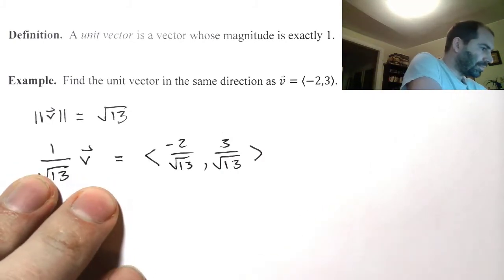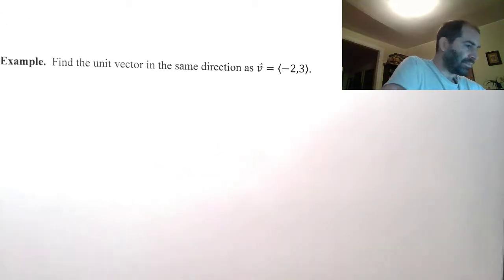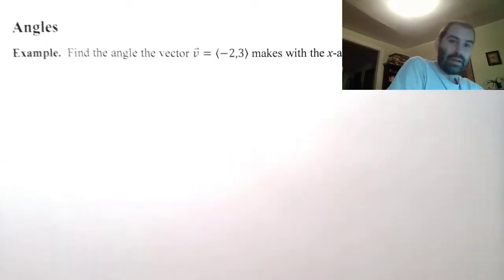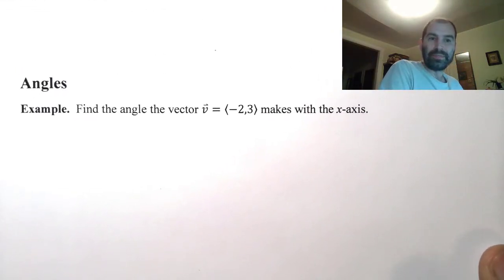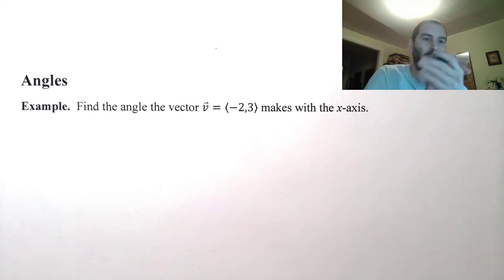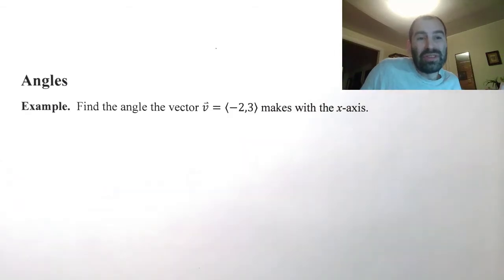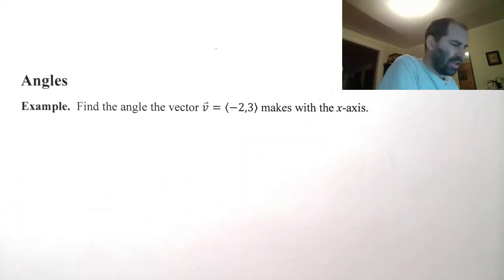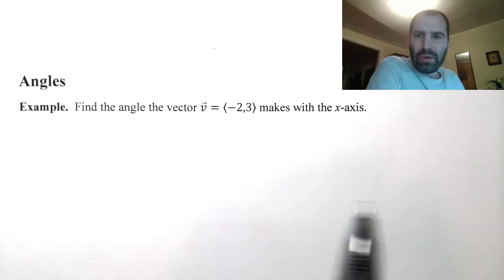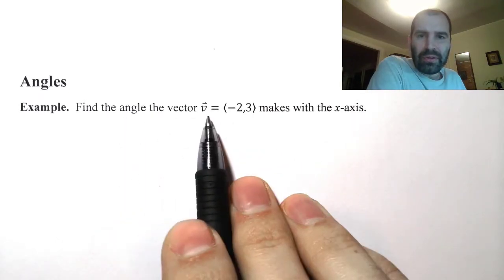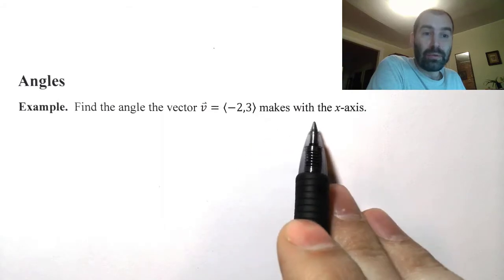All right. Finally, let's talk about angles. Sometimes we want to know the angle that a vector is pointing. Angle with respect to what? What are we measuring our angle against? Well, we're going to measure our angle against the x-axis, although you could use the same tricks that we're using here against any line. But let's say it's for the x-axis. So let's find the angle that the vector -2, 3 makes with the x-axis.